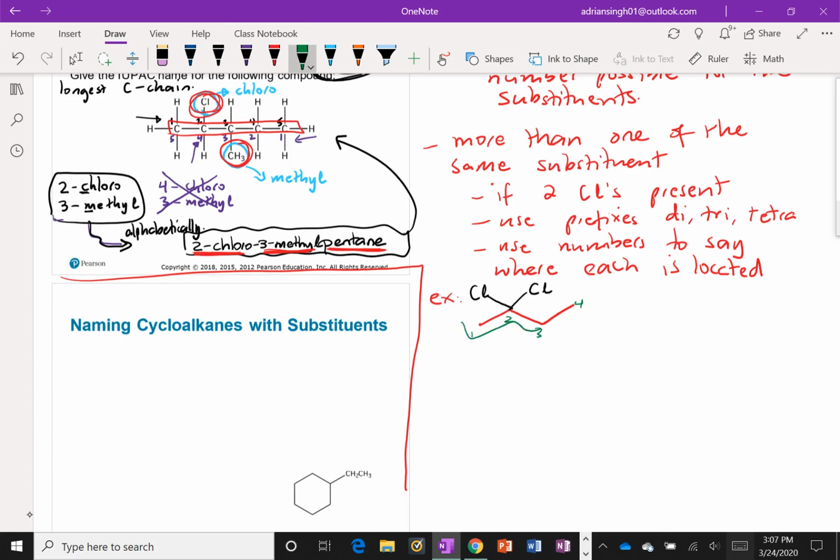And I just like to sometimes draw a line or a box around the longest chain. That way I can quickly see what branches I have. So 4 carbons in a row, that would be but, all single bonds, butane. And now in terms of the numbering, I would want to number this from the left side. So I give the chlorines, both of them are on carbon 2. So I have 2 chlorines, so that would be dichloro.